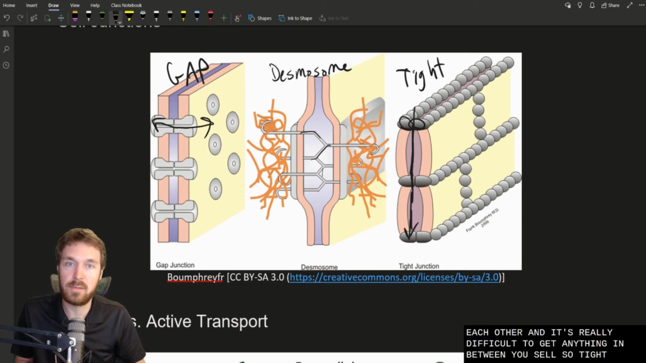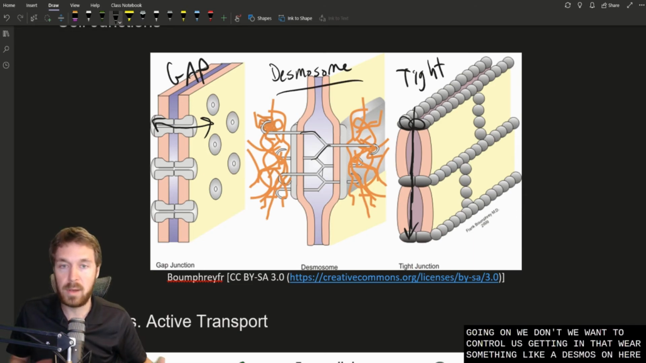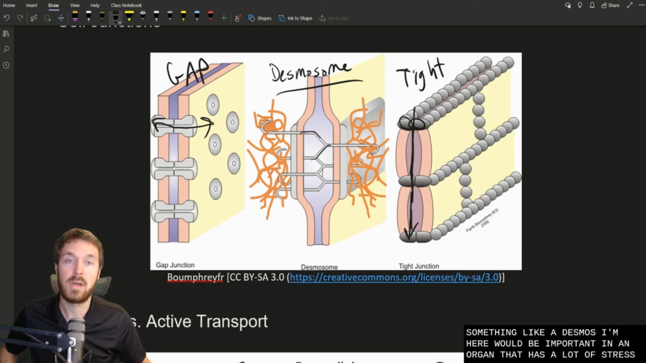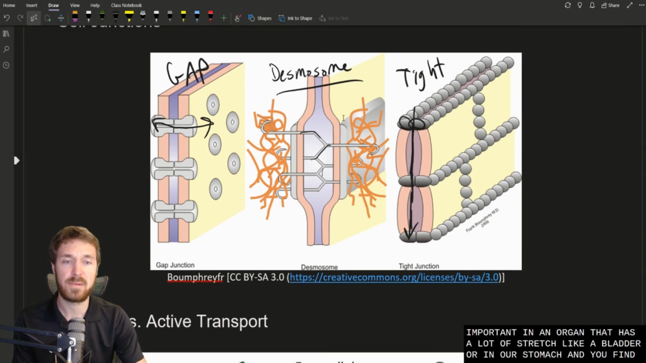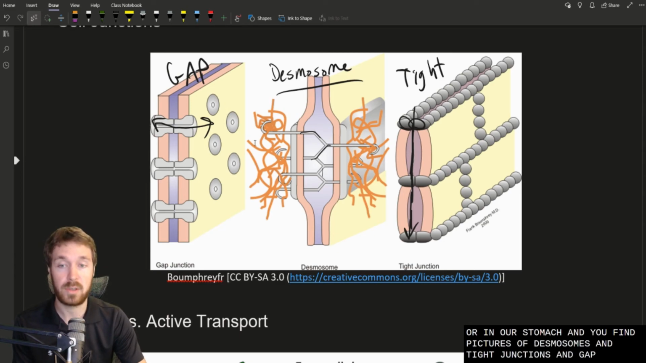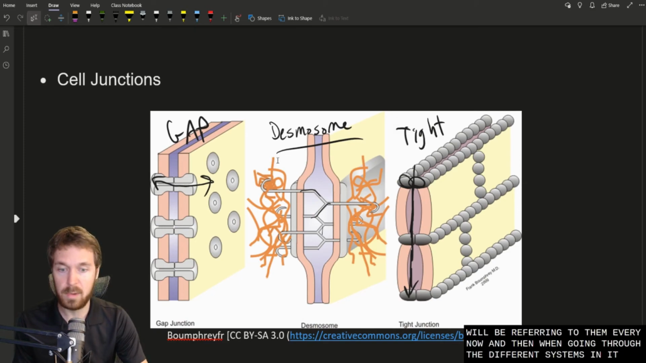So tight junctions are very important along our small intestines where we have a lot of absorption going on. We want to control what's getting in and out, whereas something like a desmosome would be important in an organ that has a lot of stretch, like a bladder or our stomach. And you find mixtures of desmosomes, tight junctions, and gap junctions in various organs. So we'll be referring to them every now and then when going through the different systems in anatomy and physiology.